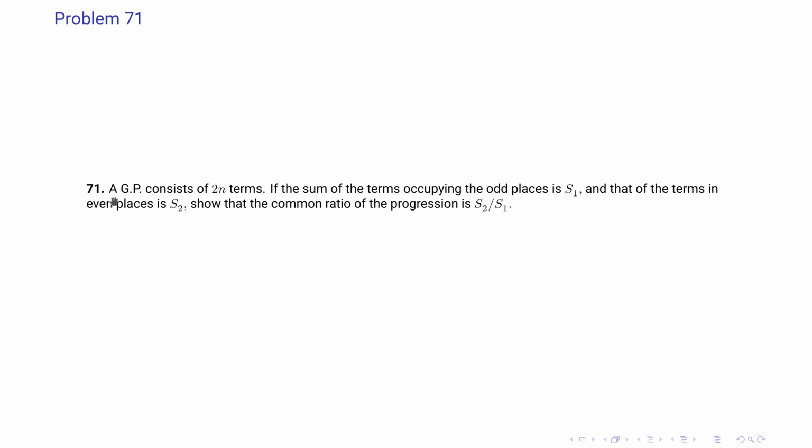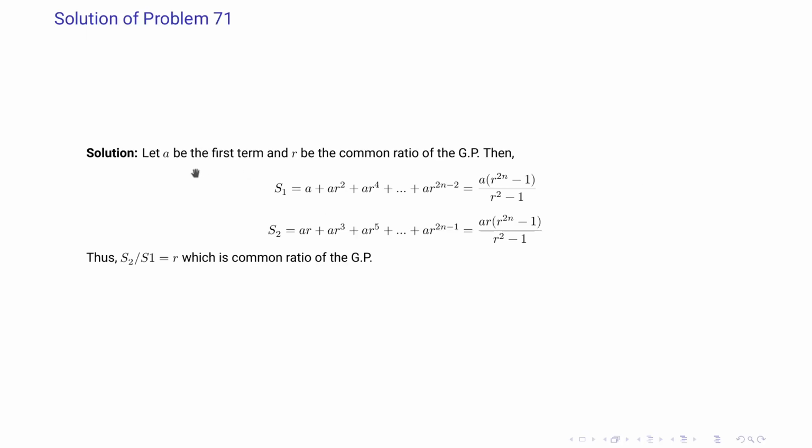Problem 71 says that a GP consists of 2n terms. If the sum of terms occupying the odd places is S1 and that of the terms in even places is S2, show that the common ratio of the progression is S2 by S1. So we let A be the first term and R be the common ratio. In this case, S1 would be A plus AR squared plus AR to the power 4 up to AR to the power 2n minus 2.